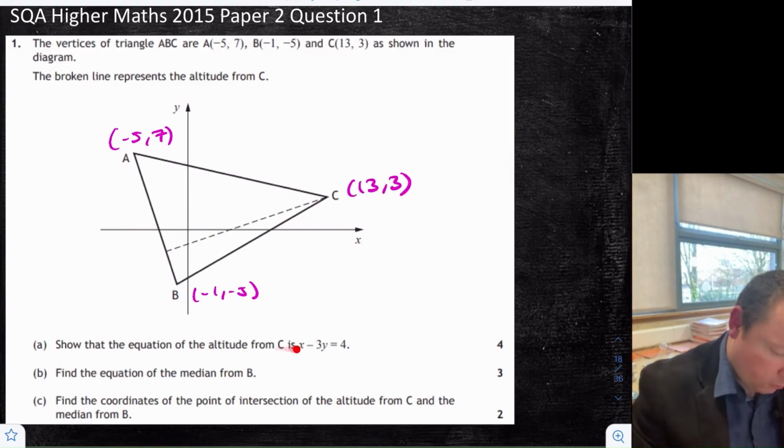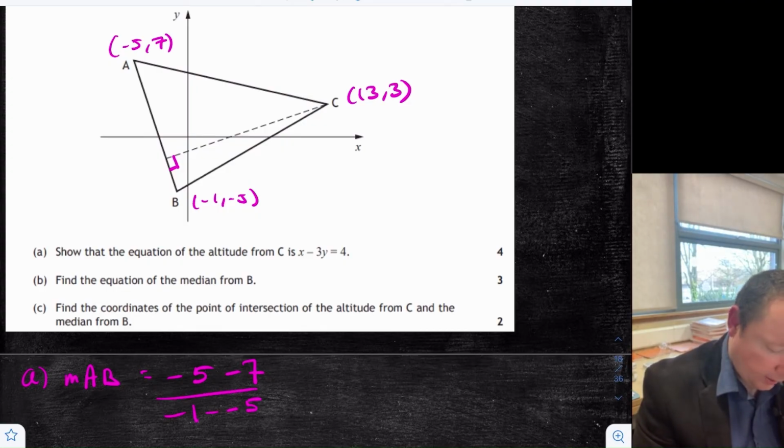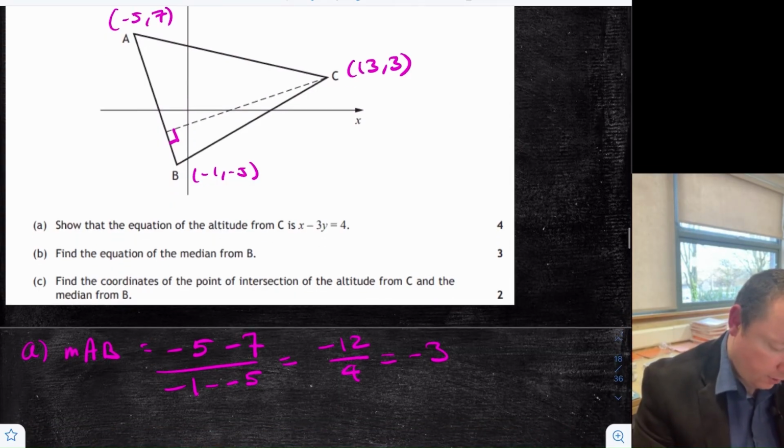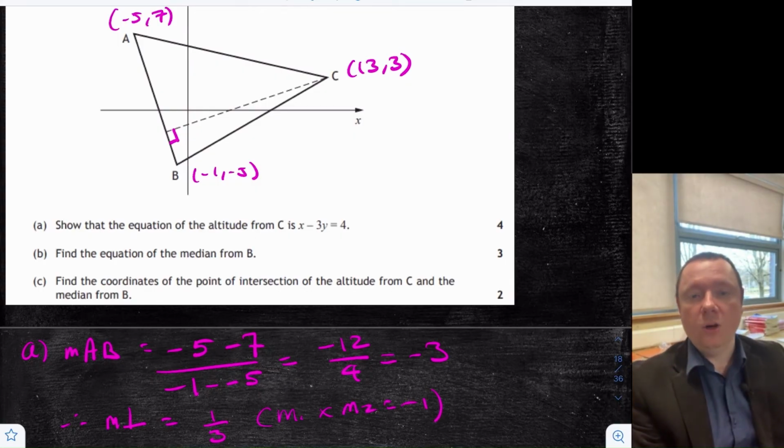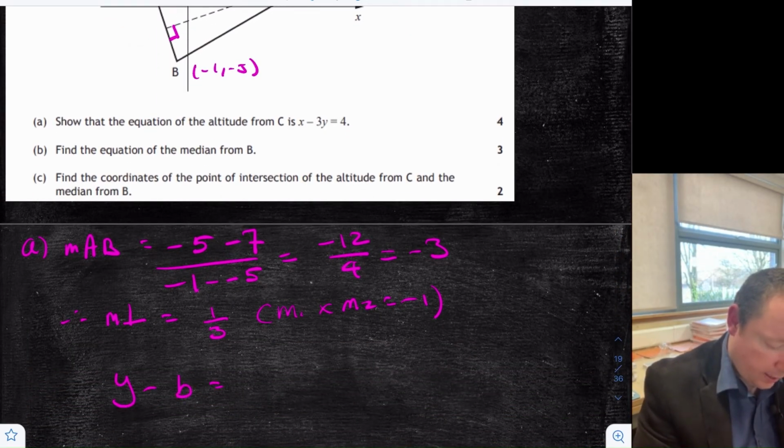So altitude first, so it cuts the opposite side at right angles, so I need to use m1 times m2 equals minus 1. So for part A, the gradient of AB is equal to y2 minus y1 over x2 minus x1. So that's minus 12 over 4, which is minus 3. Therefore, the gradient of the perpendicular is equal to a third, because m1 times m2 equals minus 1. And you've got 2 marks already for getting the gradient and then the perpendicular gradient, and then using y minus b equals m(x minus a).